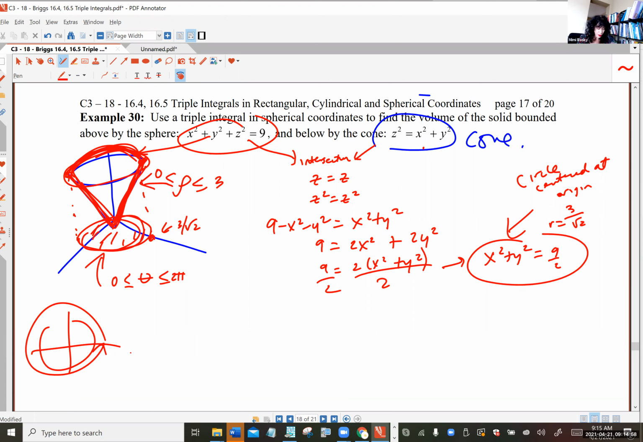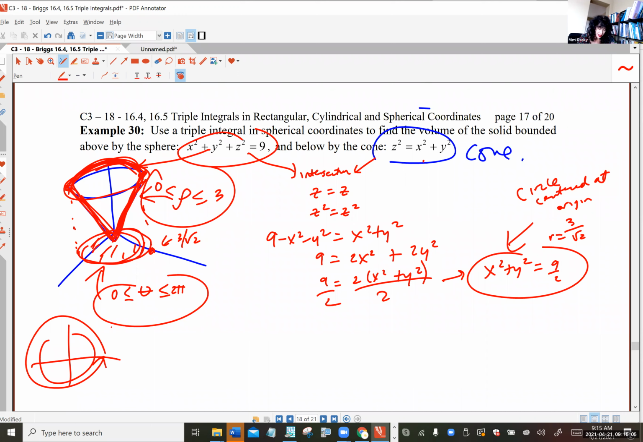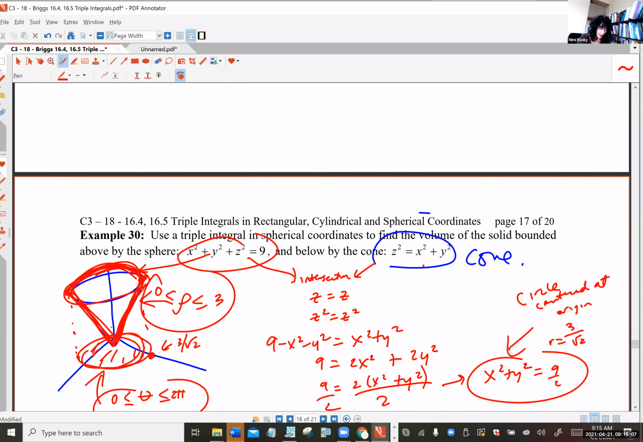Fine. Now the hard part is what the heck phi is doing, because we already got our rho, we already got theta. Now what about phi? Phi is the angle from the positive z-axis. So we know that some of the points of the cone do live on the z-axis.